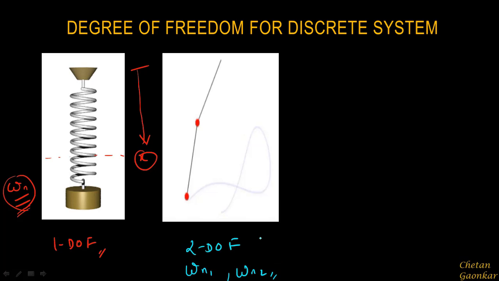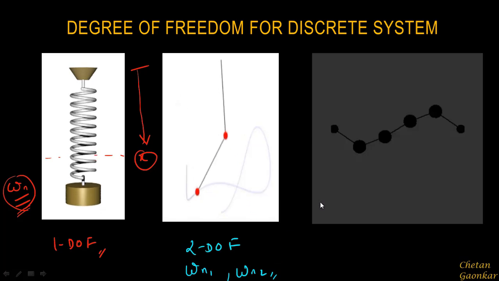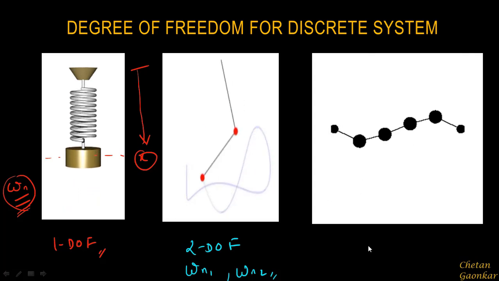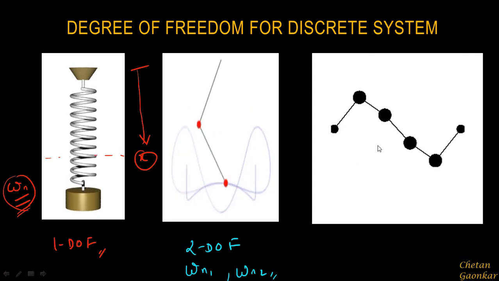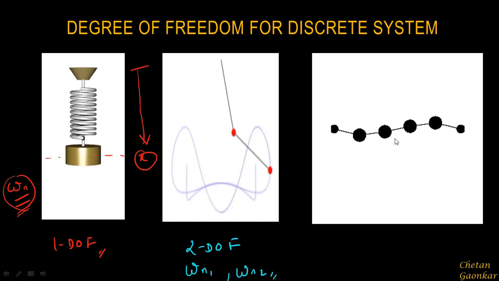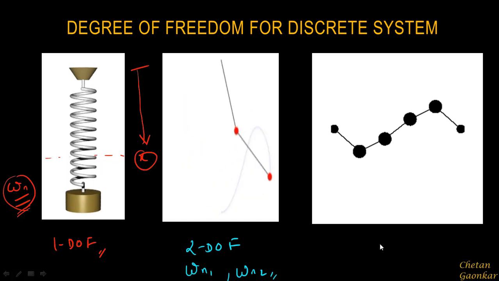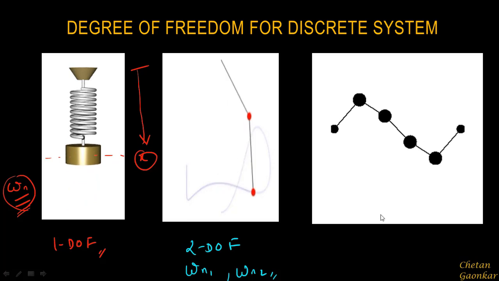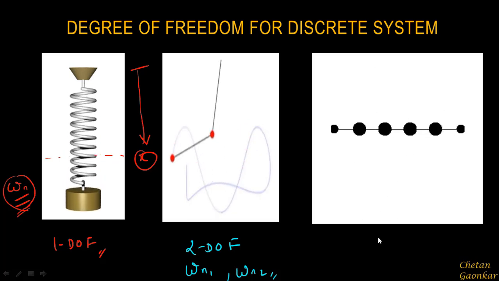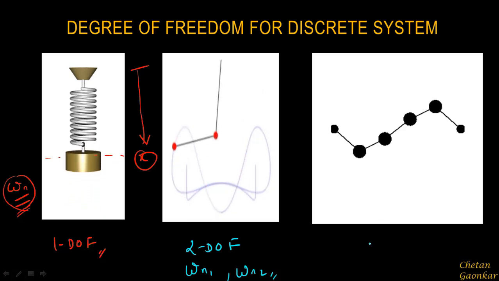All right, similarly we can even have a multi degree of freedom system. If we have 3 or more degrees of freedom, then we can call them multi degree of freedom discrete systems. Okay, since this is a multi degree of freedom system, it will have n natural frequencies. So it can have omega 1, omega 2, up to omega n, where this n is the number of degrees of freedom.